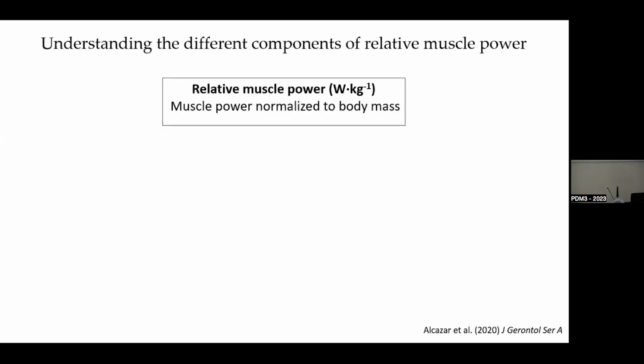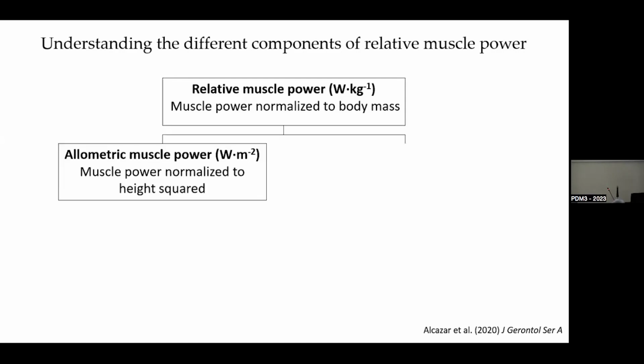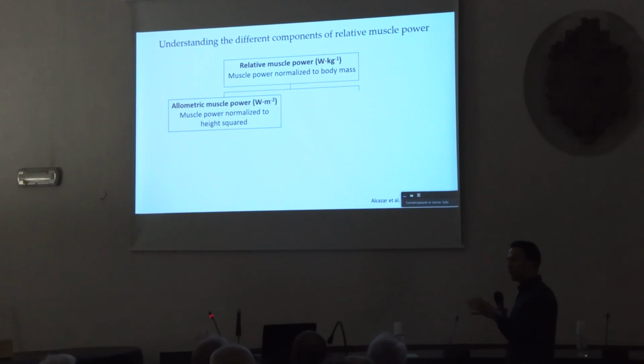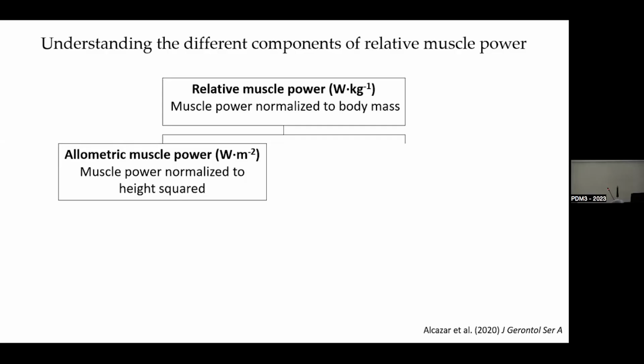So on the top of that pyramid, we have relative muscle power, which depends on allometric muscle power. This is quite important, in my opinion, that we normalize muscle power and also muscle size to body size, because different individuals can have different levels of muscle power, but also muscle size, not because of a different body size.